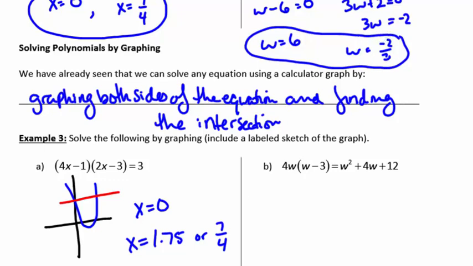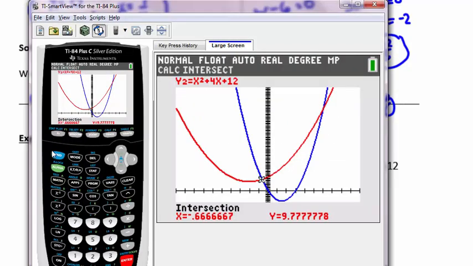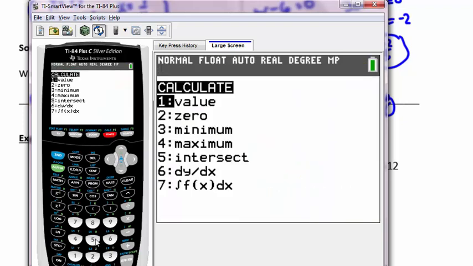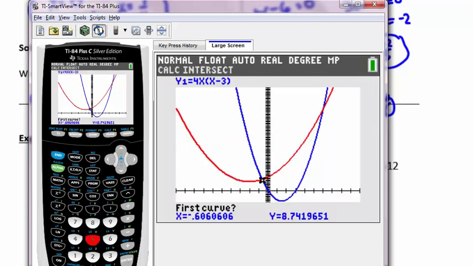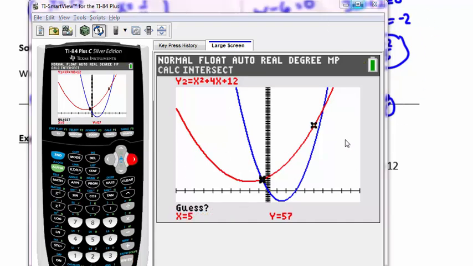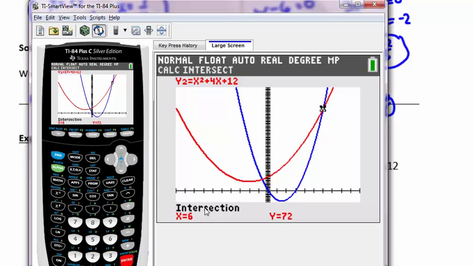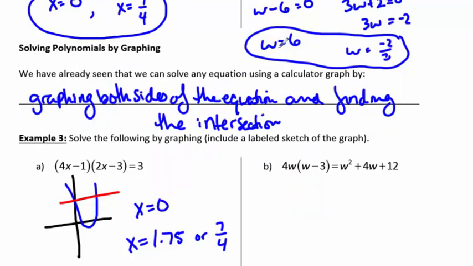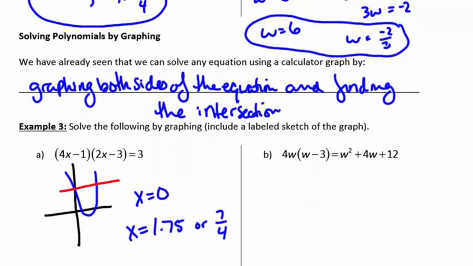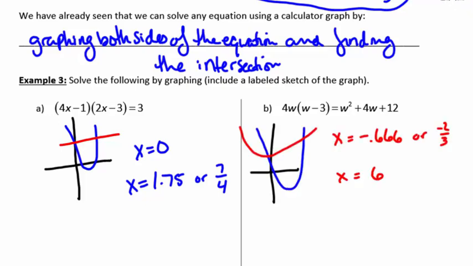And the second value, let's go ahead and find that one. Second, calculate the intersection. That's our first curve, so hit enter. That's our second curve, so hit enter. Then we need to move the cursor closer to the second intersection. Once your cursor is closer, hit enter. And it finds that x equals 6, as we knew since we had already solved that equation. So once again, we found the same two values in the calculator that we had found by hand.